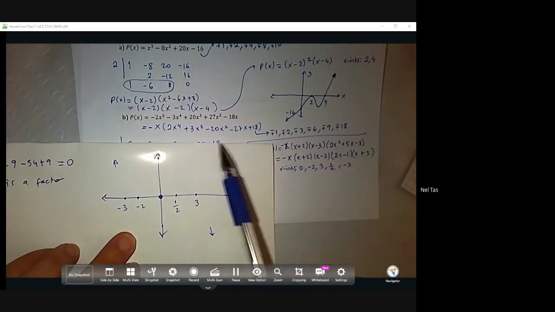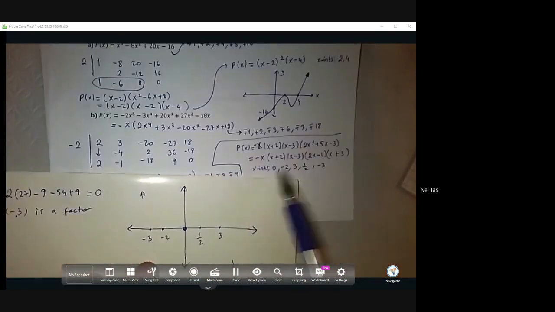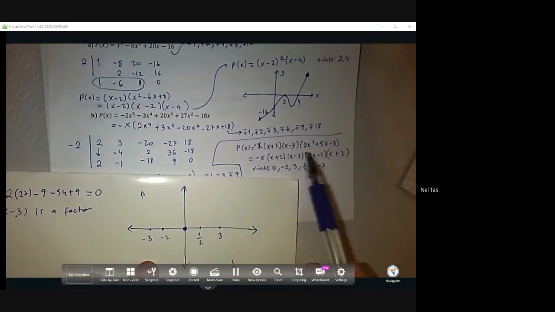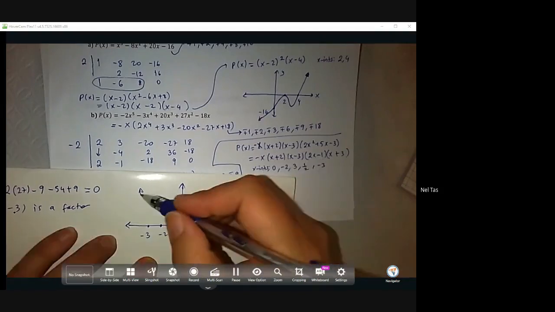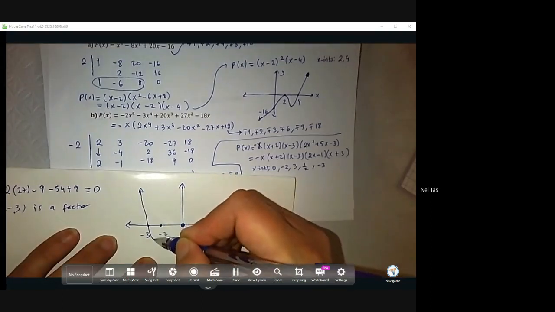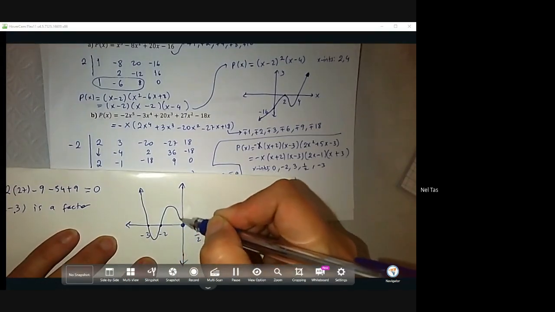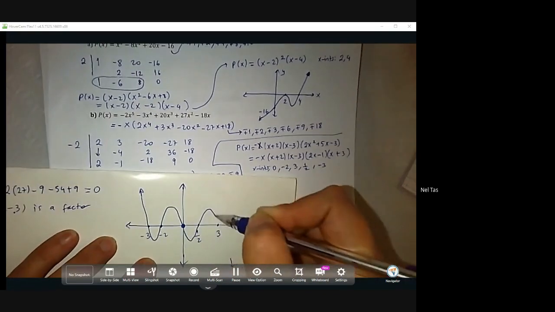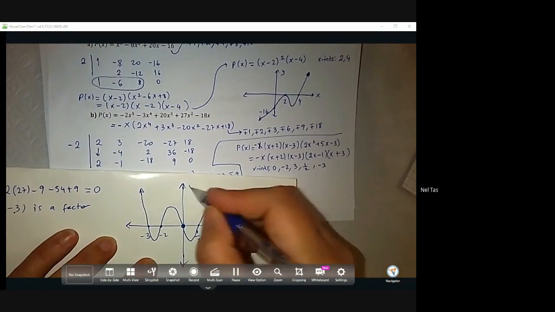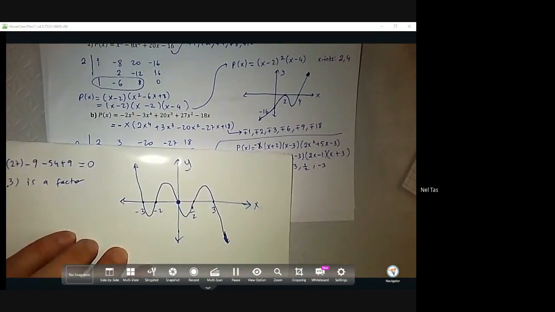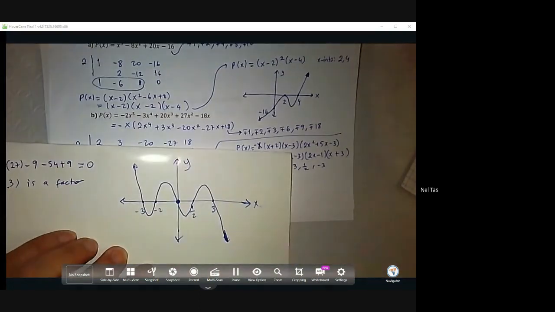Okay, so when we check the factors, they all have exponent of 1. So they're order 1. Therefore, the graph is going to make linear behavior around those x-intercepts. So linear behavior, just pass through, pass through, pass through, pass through, and finally pass through. Okay? So that would be the graph of this polynomial.